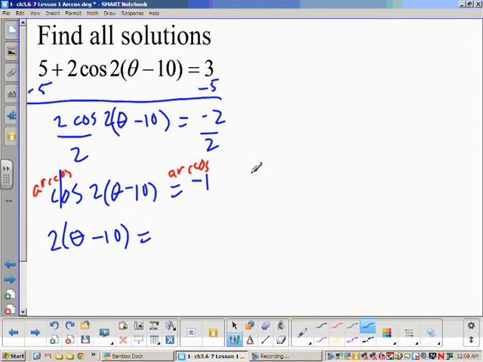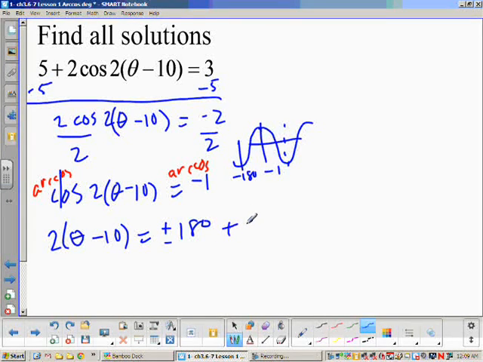Where does cosine equal negative 1? Well, cosine starts at its max and goes down halfway through. It's at negative 1. So I know that that's at 180 degrees. So plus or minus 180 degrees. If we went back, negative 180, it would be negative 1 as well. Plus our period, 360n. And we do want to put degrees in there. Okay, dividing by 2.